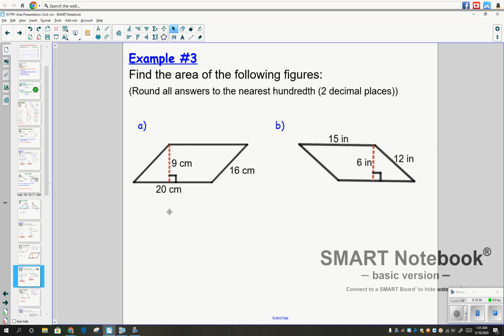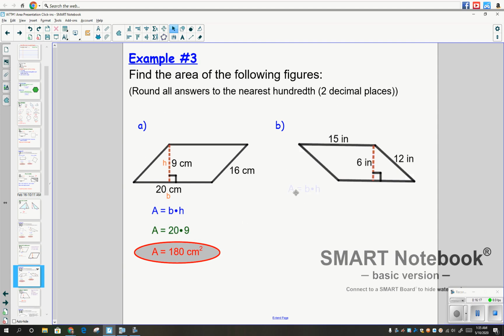So I've got the first one here. Remember our formula is base times height. What's the base and what's the height? Well, height is the distance between two sides. So let's start by identifying the height, which is 9, right? So the base has to be the side that's perpendicular to the height. So therefore 20 is going to be my base, not 16, because the height is perpendicular. So my base and height are 20 and 9. So the area is 20 times 9. Type that in your calculator. You get 180 centimeters squared.